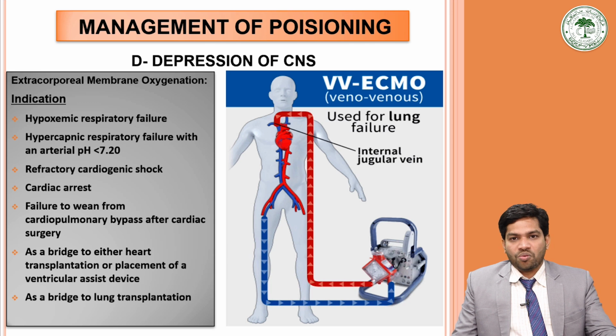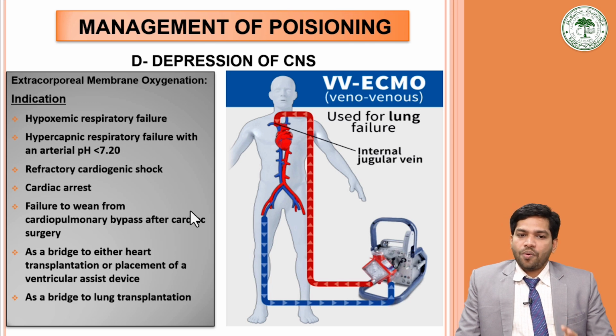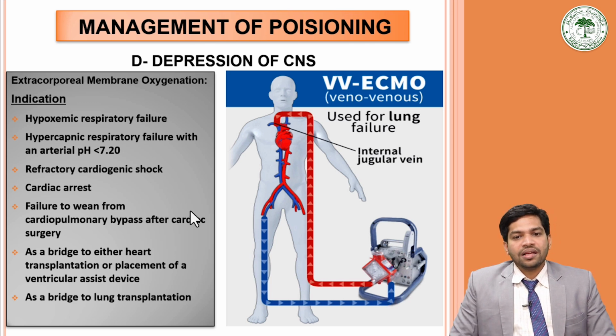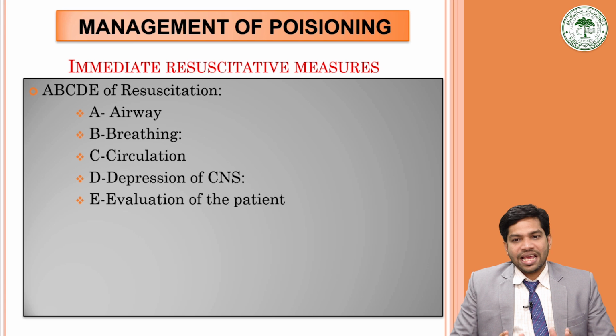Veno-venous ECMO is typically used for respiratory failure, while veno-arterial ECMO is used for cardiac failure. This is the important point to note regarding extracorporeal membrane oxygenation. So with this, we have covered A, B, C and D of the resuscitation.